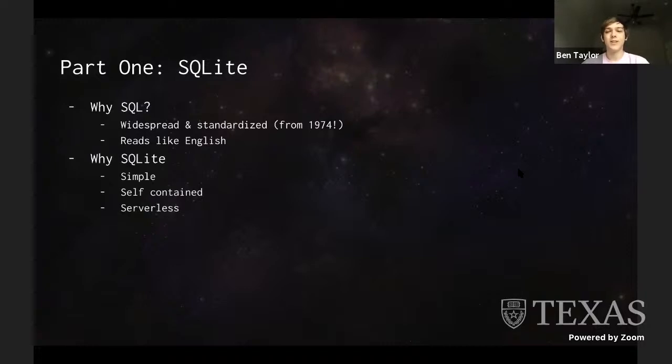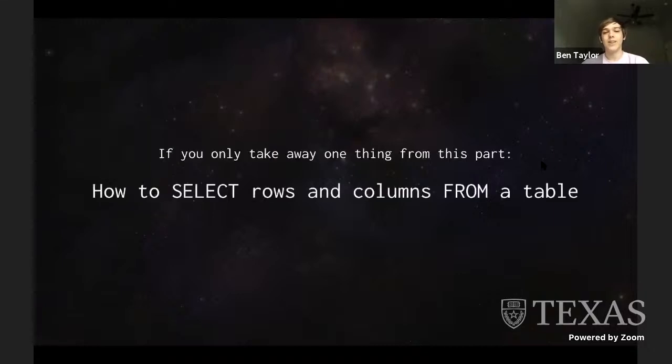And SQLite in particular, because it's simple, self-contained, and serverless. It is all contained in one .c file. So if you're on mobile, on web like we're doing right now, on the client side, or on embedded projects, SQLite works great. If you only take one thing away from this part, remember just how to select rows and columns from a table. Don't worry about anything fancy like filtering or ordering. Just find a table and get the rows and columns from it.